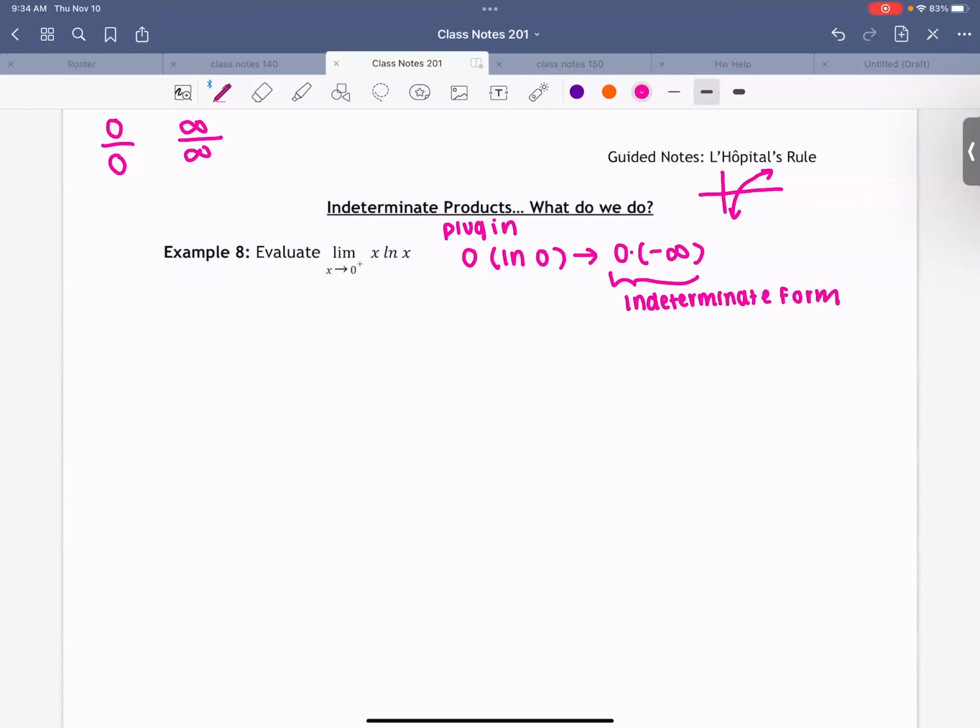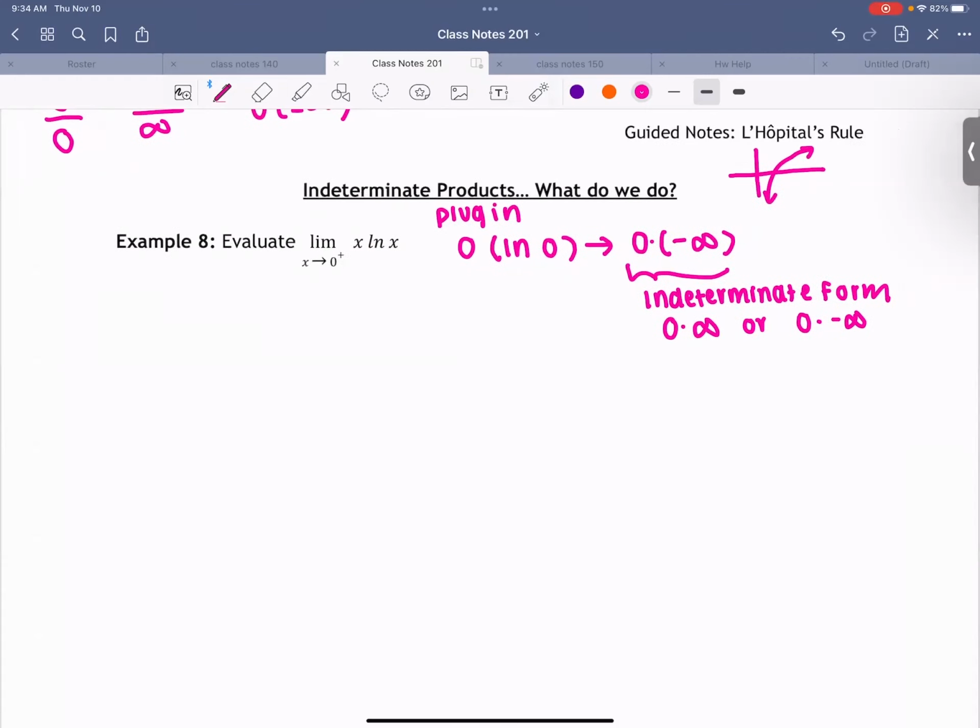Okay, and basically anything that looks like 0 times infinity or 0 times negative infinity, that's another type of indeterminate form. Okay, so not just 0 over 0 or infinity over infinity, we can also have 0 times plus or minus infinity. Okay, now there's actually 7 types of indeterminate forms. We have 3 now, and we'll learn how to do the rest of them throughout class. All right, let's figure out what we do with indeterminate products, okay? Any ideas on what we can do here?